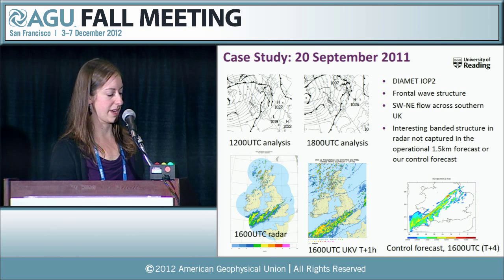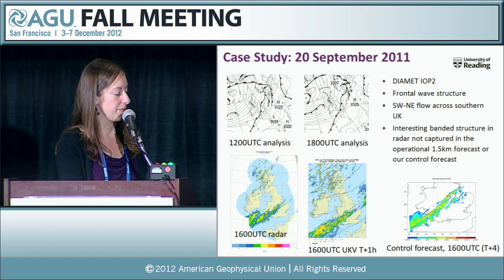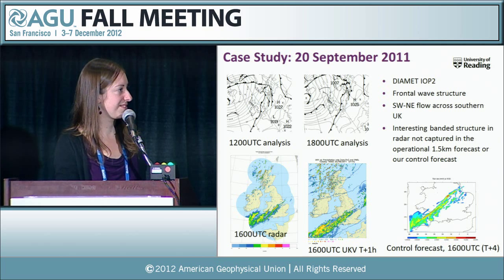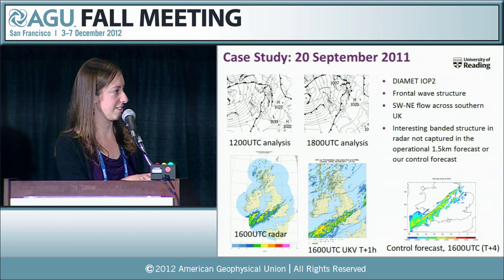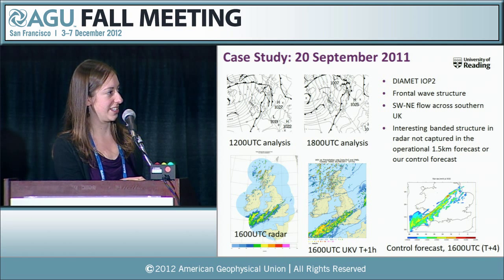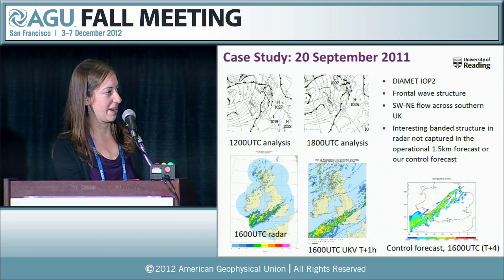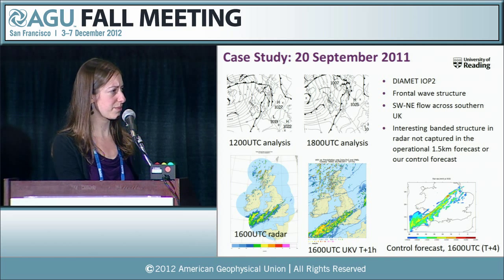So this system had a front crossing the southern UK. It also had this interesting triple banded structure that you could see in the radar, but wasn't captured in the operational high resolution forecast and does not appear in our control simulation.